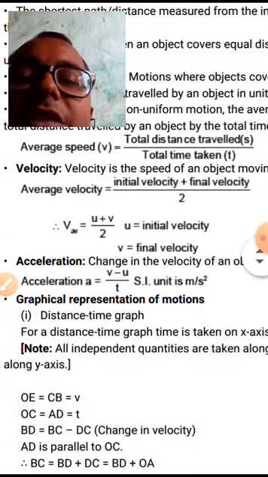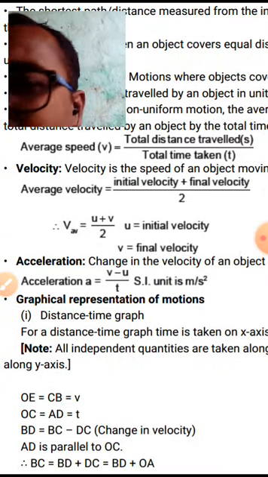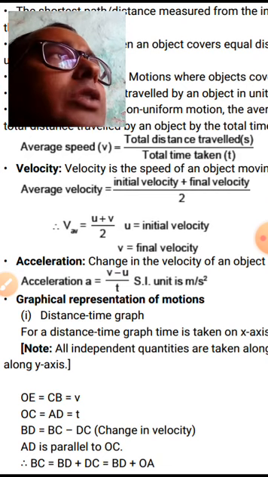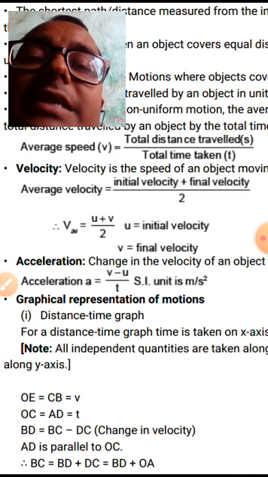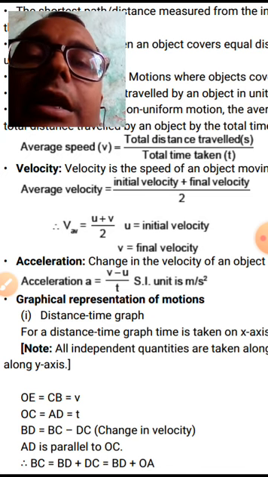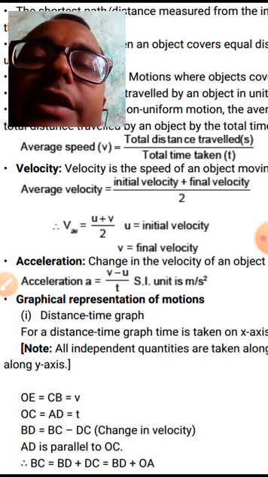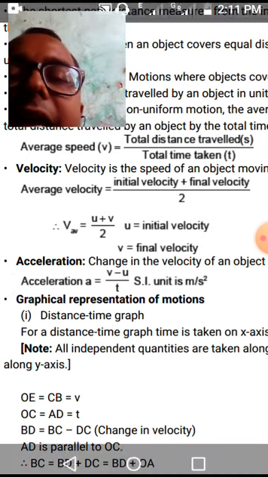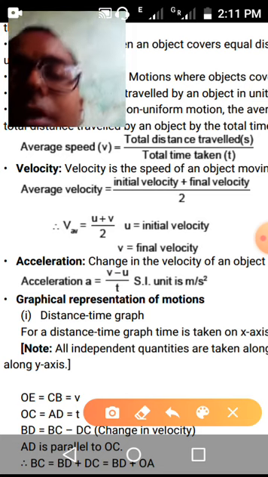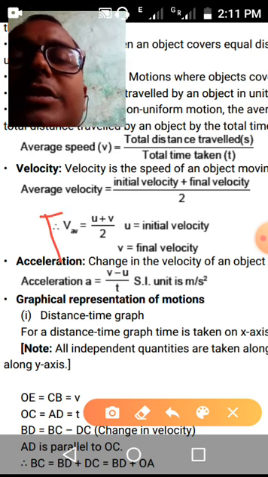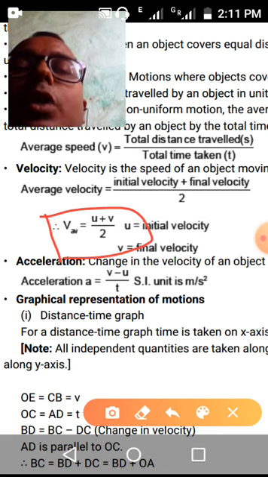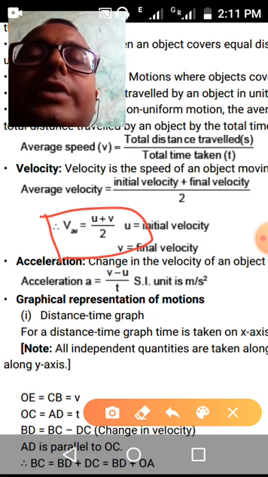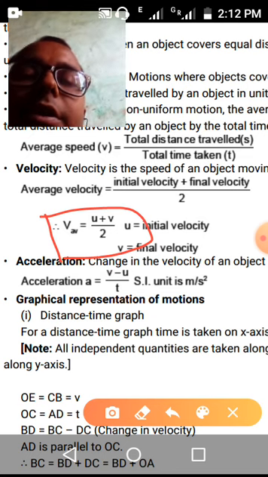Now average velocity. What is average velocity? If we find the mean of the initial and the final velocity, this is the average velocity, and mathematically it is written as v average is equal to u plus v divided by 2. Here u is the initial velocity and v is the final velocity.